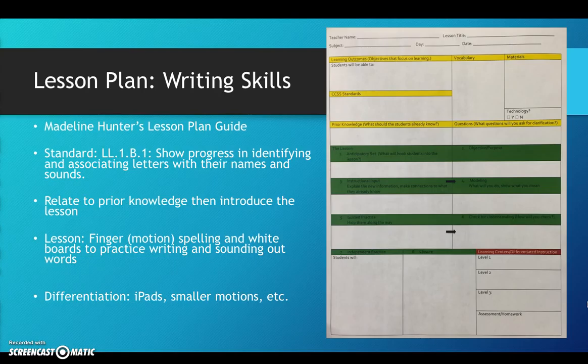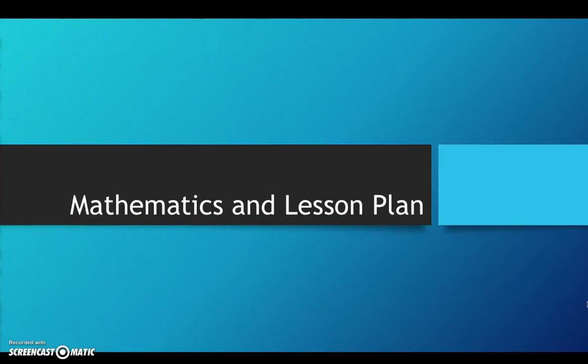The lesson is finger or motion spelling and whiteboards to practice writing and sounding out words. Finger or motion spelling is holding your hand up in the air and spelling things in the air with your fingers, or writing words or letters with your fingers. Differentiation is you can use iPads or smaller motions. On the iPads, you can use the paint pad if they do not have the skills to do large body motions in the air.